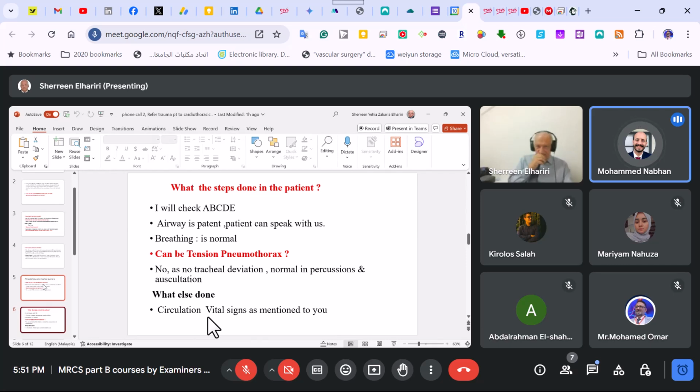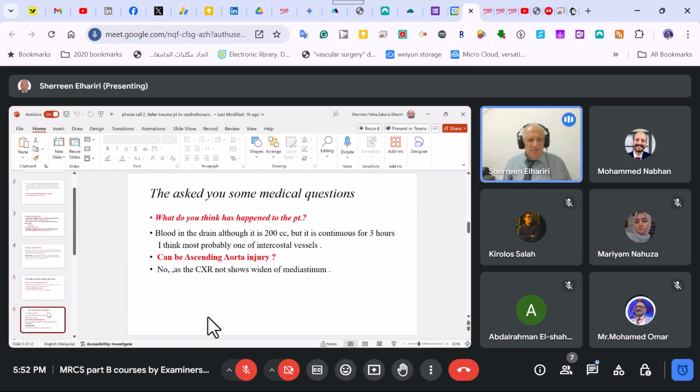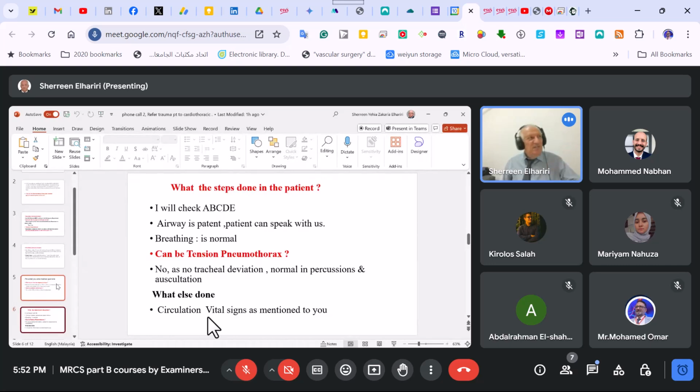Yes, we started with the ABCDE approach. We checked his airway. How do you check the airway? The patient was talking, so the airway was clear. All right. After that, you check breathing. It was normal. Can there be tension pneumothorax in this patient or not? It can, yes, but it's not tension pneumothorax, because if it were, we would mention it to you. We don't mention it, so it is not.